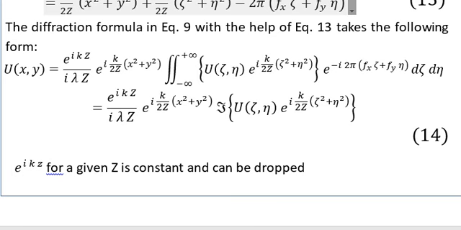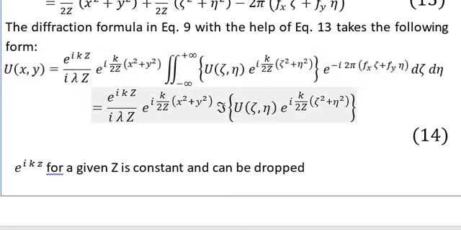So this is the same formula as given in equation number 9, but in another form, the expanded form. This is another form of the Fresnel diffraction formula. So let's read this formula. U of x comma y, that is the field at the point x y, is equal to e to the power iota kz over iota lambda z, multiplied by e to the power iota k over 2z, and within the bracket we have x square plus y square.